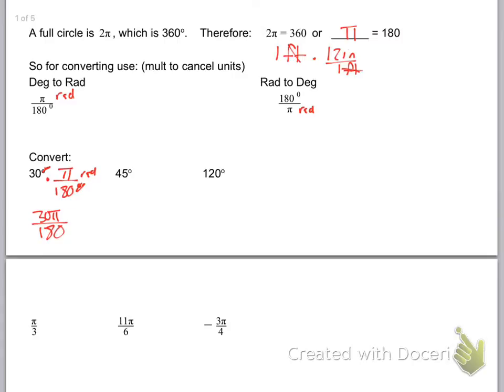Reduce it. What's 30 divided by 180? Yes, it's 1/6, so it ends up being pi over 6. And if you want, you can put radians on there. You don't necessarily have to, because it's implied. Okay? Radians is one of those weird units that are able to be added or deleted kind of at will.